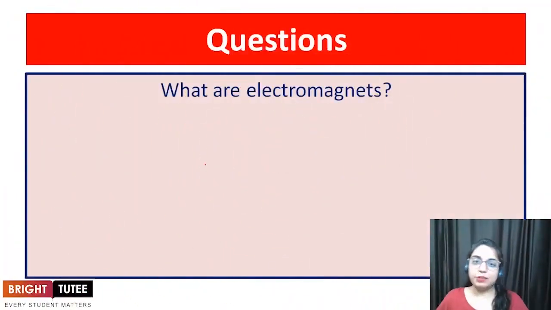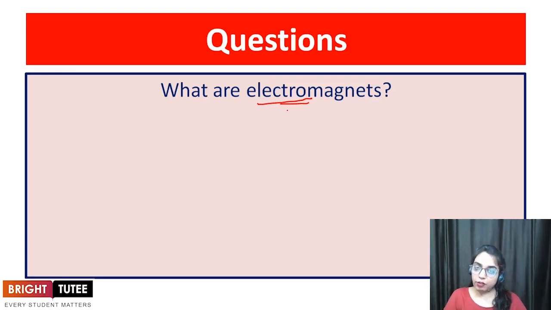Hello children, welcome to the session. In this session, we are going to discuss a few questions and answers from the topics that we have covered so far. So children, the first question is, what are electromagnets? Electromagnets are temporary magnets which we create using the magnetic effect of electric current. Okay, understood? So the magnets which we create using the magnetic effect of electric current are known as electromagnets.